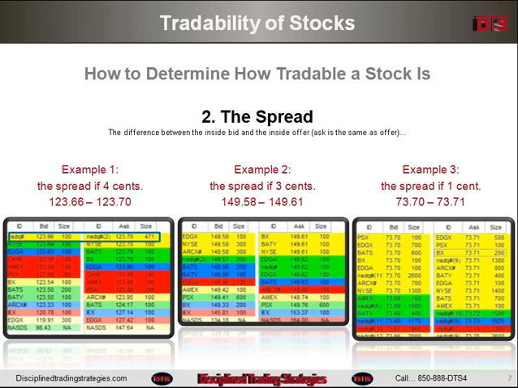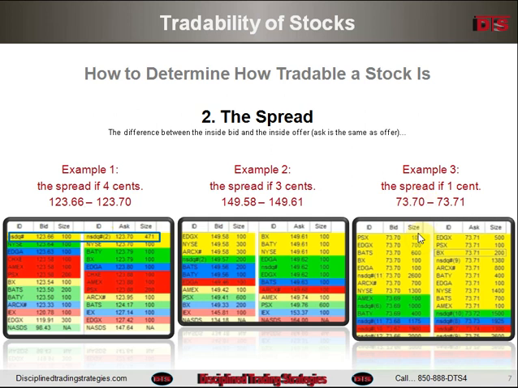The next thing you want to look at is the spread. Look at the 3 examples here. In number 1, the spread is 4 cents. That's the difference between the inside bid and the inside offer. That's 123.66 minus 123.70. There's 4 cents difference. In the second example, the inside bid is 149.58 and the inside offer is 149.61. This is a difference of 3 cents. That's the spread on that stock.